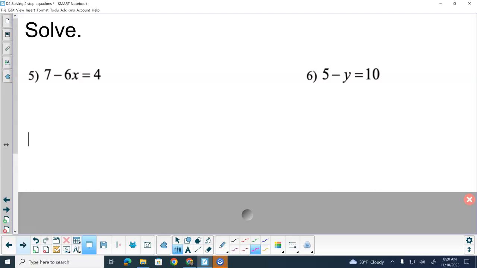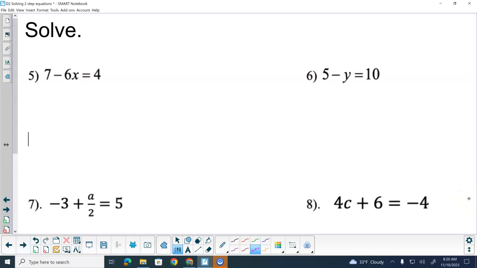Pick 2 of 5, 6, 7, and 8. So I need 2 numbers between 5 and 8. Give me 2 numbers. And I only, so 8. 8 I like. Which one? 5, 6, or 7? 5? Okay, so we're doing 5 and 8. Okay, so do 5 and 8 right now for me.